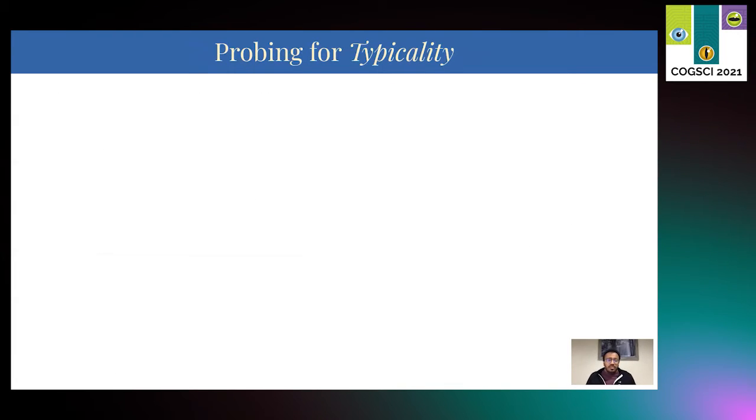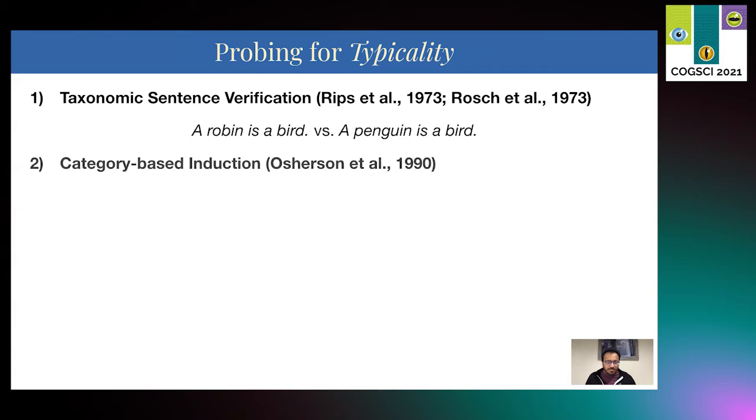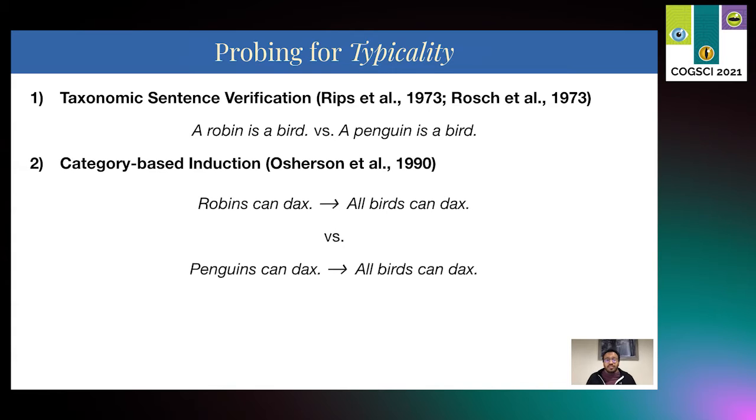So to summarize, through the taxonomic sentence verification experiment, we ask a simple question of whether language models capture typicality while attributing items to their superordinate categories. While through the category-based induction experiments, we aim to ask a more complex question that targets the use of concept typicality in making inductive leaps that go beyond the available data.